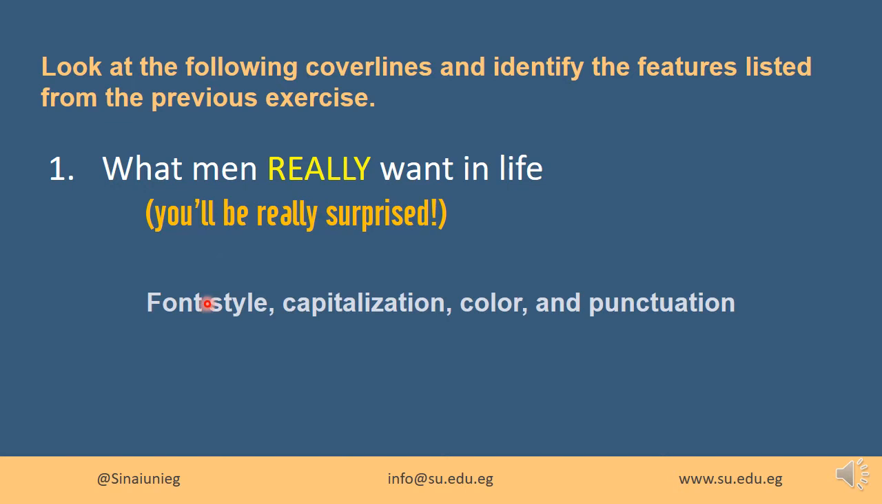The font style, here we have two styles. Capitalization, we have one word here written in capital letters. The color, here we have three colors, white, yellow, and orange. And of course, the punctuation, as here we have an exclamation mark. Did you get what we're going to do? All we have are some cover lines, and we're going to identify the features like those ones used in each of them.